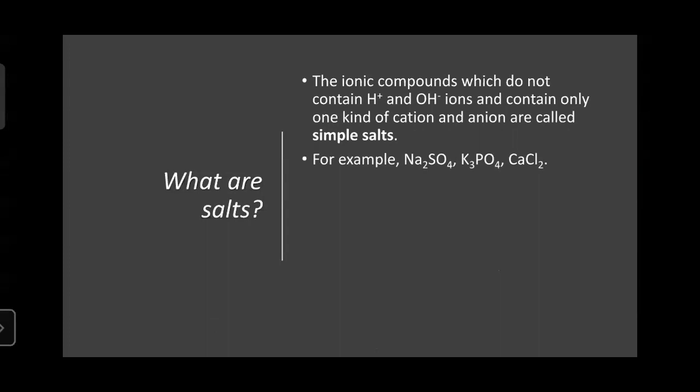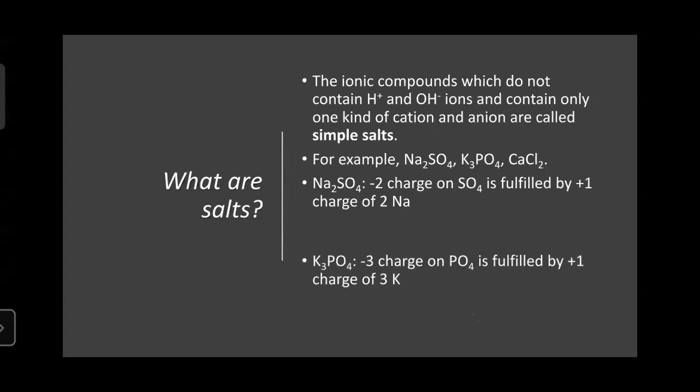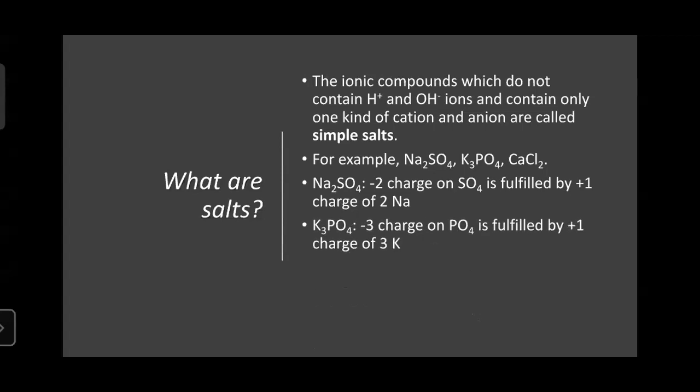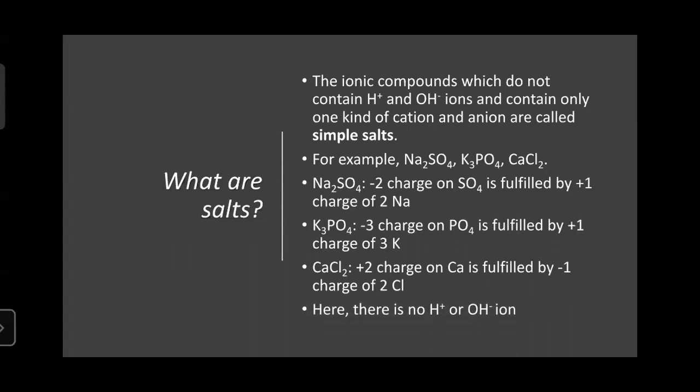Na2SO4, K3PO4, CaCl2. Shortly, Na2SO4 is formed when the -2 charge on the SO4 is fulfilled by the +1 charge of 2 Na atoms. Next, K3PO4: in this salt, the -3 charge on the PO4 radical is fulfilled by the +1 charge of 3 potassium radicals. Next, CaCl2: in this salt, the +2 charge on calcium is fulfilled by the -1 charge of 2 chlorine radicals. Therefore, in those examples, we have seen that there is no H+ ion and OH- ion.